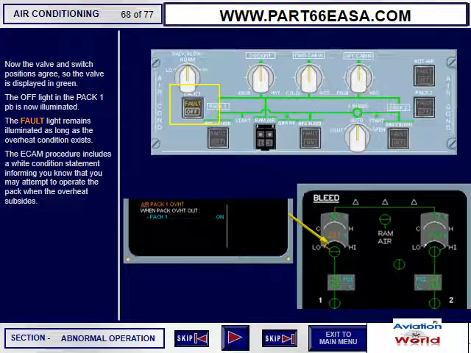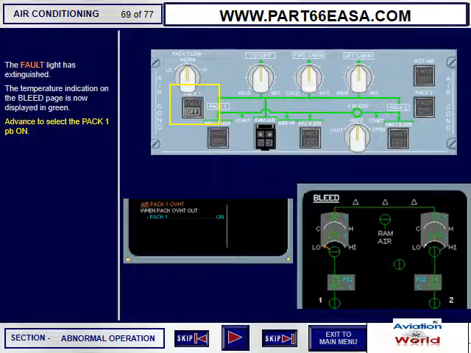Now the valve and switch positions agree, so the valve is displayed in green. The off light in the Pack 1 push button is now illuminated. The fault light remains illuminated as long as the overheat condition exists. The ECAM procedure includes a white condition statement informing you that you may attempt to operate the pack when the overheat subsides. The fault light has extinguished.